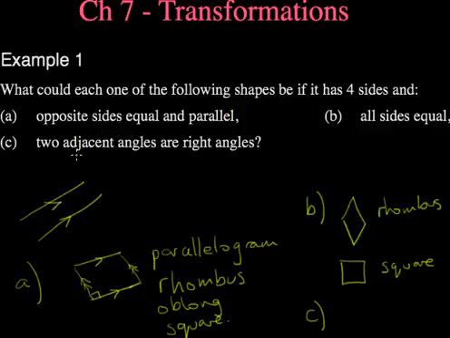And for C, it says two adjacent angles. Adjacent means next to. So two angles that are next to each other are right angles. Well, you could have one right angle there, and the next one's got to be a right angle. What shape could follow that? You could have three, in fact. You could have one with a square. So you've got the square. You could elongate it and make it oblong. Or you could, in fact, join it like this, which would make it a trapezium.